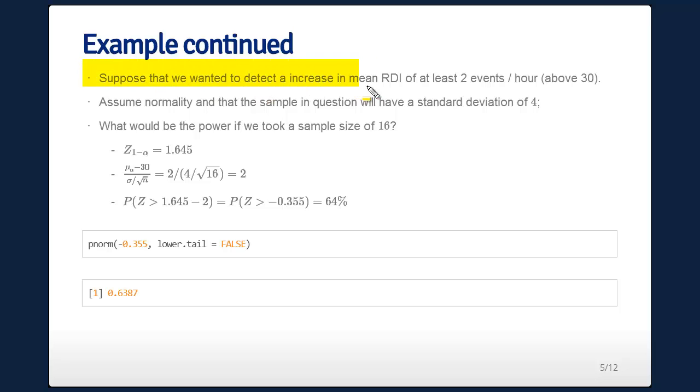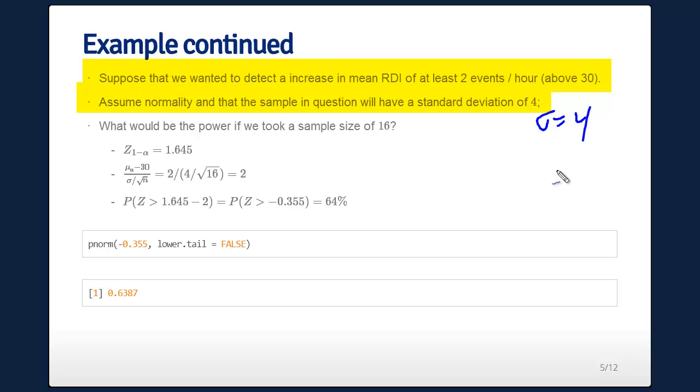So suppose we wanted to detect an increase in mean RDI of at least 2 events per hour above 30, given our RDI example. Assume normality and that the sample in question will have a standard deviation of 4, so sigma equals 4. What would be the power if we took a sample of size 16? Our rejection region is a Z statistic of 1.645 or larger.